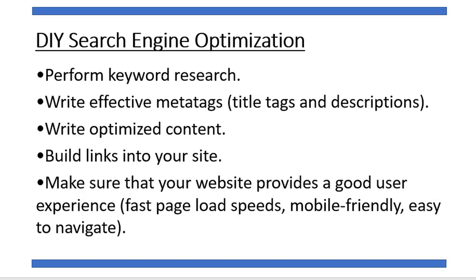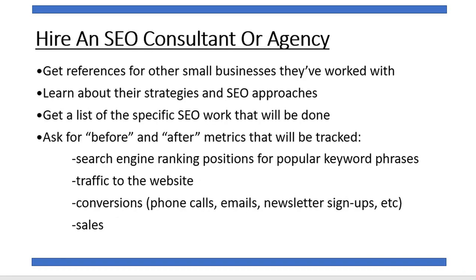So if you're going to do search engine optimization on your own, these are the basic steps of it, which is to perform keyword research, write effective meta tags, write optimized content, build links into your site, and make sure that your website provides a good user experience. And these first four, I've done another class on each of those if you want to go learn more about how to do each of those steps.